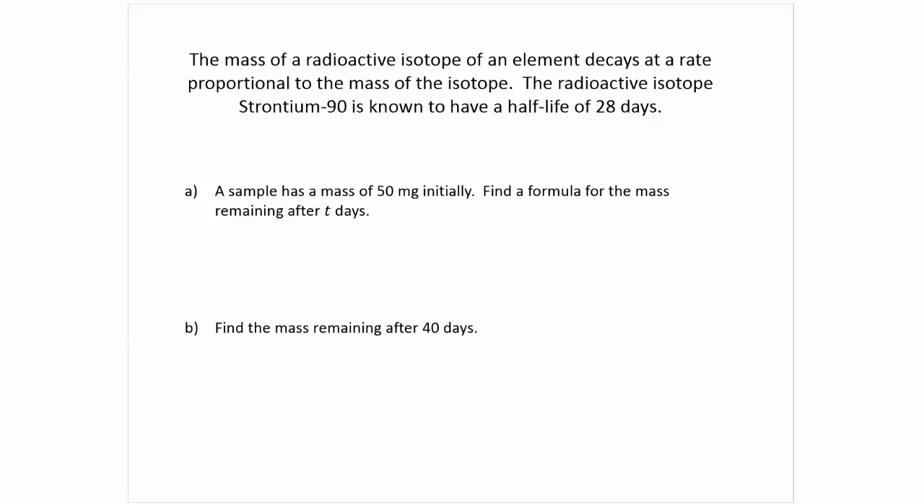So we're told that the mass decays at a rate proportional to the mass. So dm dt is equal to km. Well, then what we've seen is if we solve this differential equation, we'll get that m is equal to m0 e to the kt. And then what we remember is that k must be less than 0 in this situation for the decay model.